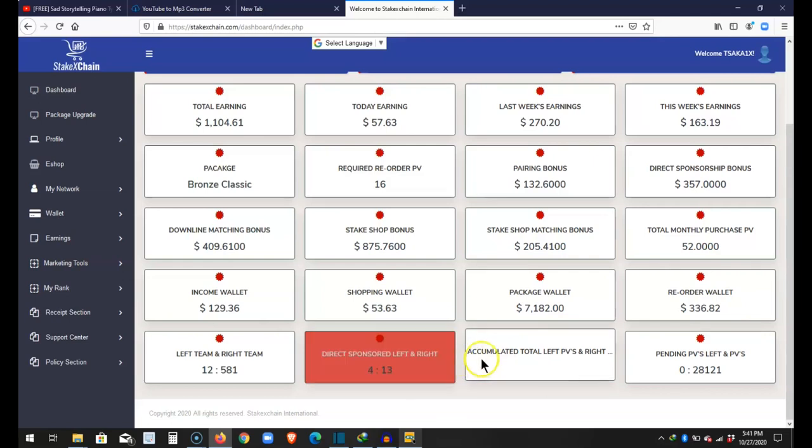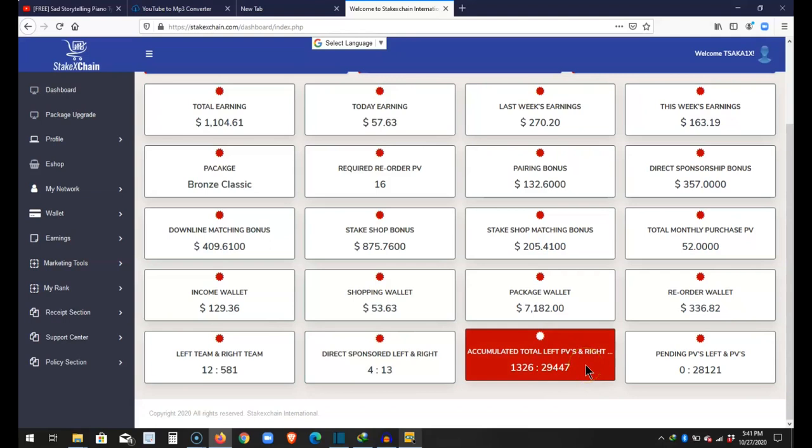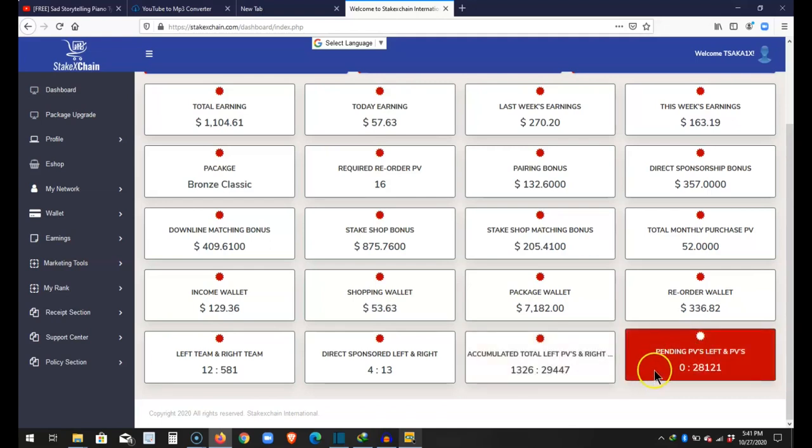Now this one over here is the accumulated total PV. What this one shows you is very simple. It shows you the total accumulated point volume on both legs since this account was created. So this account, as you can see, has accumulated over 29,000 points on one leg already, and about 1,326 points on the other leg. Then the final one, which we also need to note, is the pending PV.